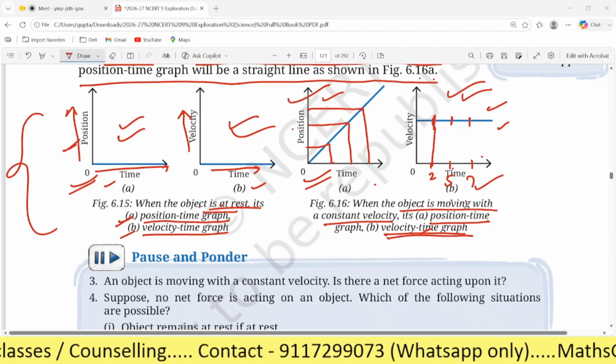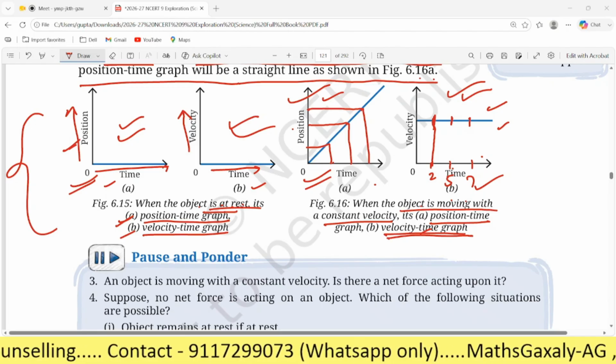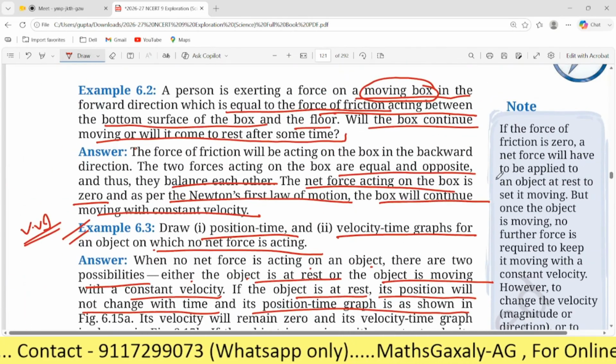Then, Ashwin, I'm finished. Okay. So now let's see here. There is a note given here.